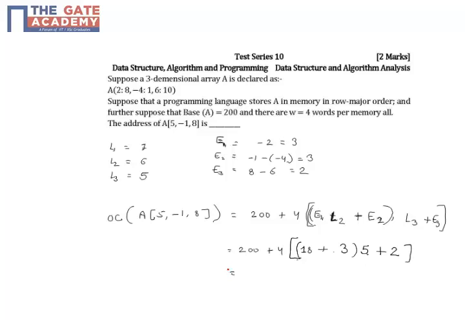When we solve this equation, it becomes 200 plus 4 into 8 plus 3, 21 into 5, that is 105 plus 2, 107. 107 into 4, 428 plus 200, that is 628. So my answer should be 628.